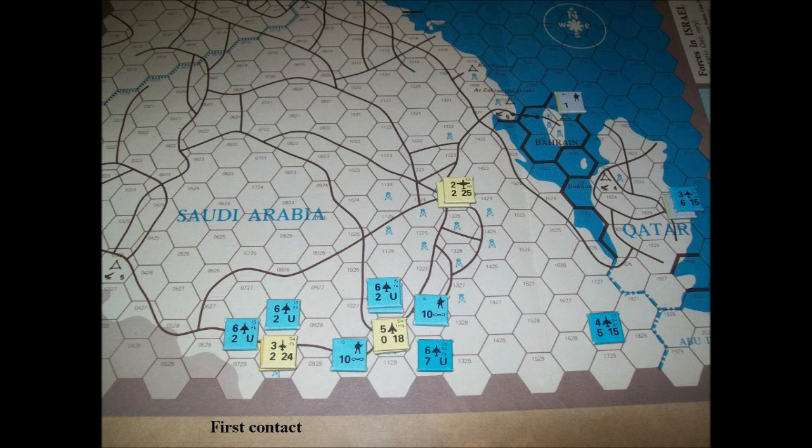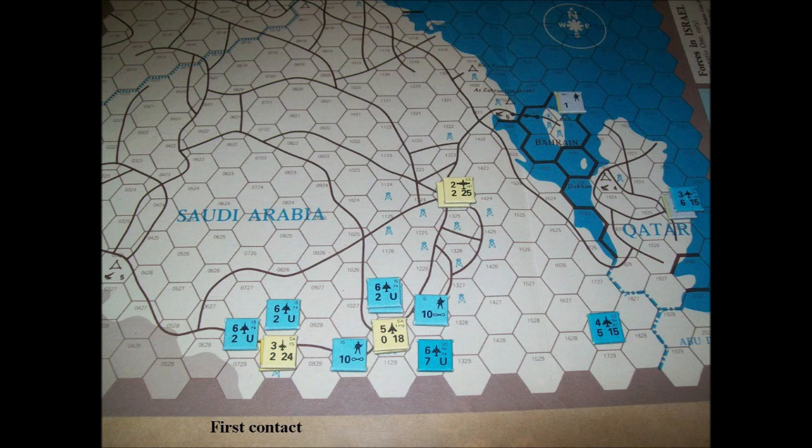The Israeli paratroopers have surrounded the Saudi mechanized brigade at the air base and the oil field in southern Saudi Arabia. A mechanized brigade here would be about 2 battalions of infantry, 2 battalions of tanks, and a battalion of artillery. These units have been attacked and are forced to retreat, and the retreat is through an enemy zone of control, so this Saudi formation is destroyed.